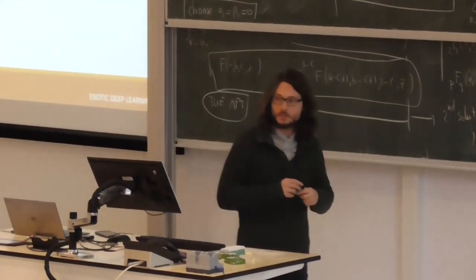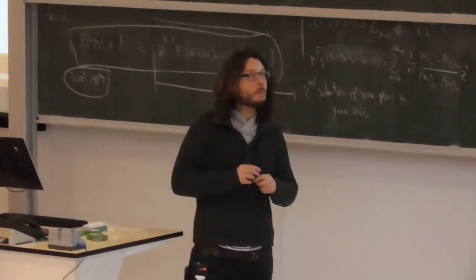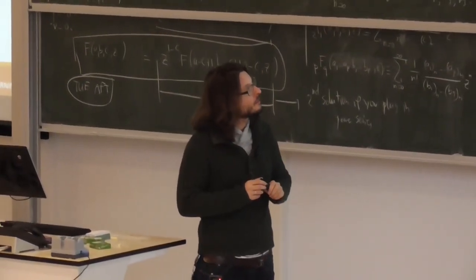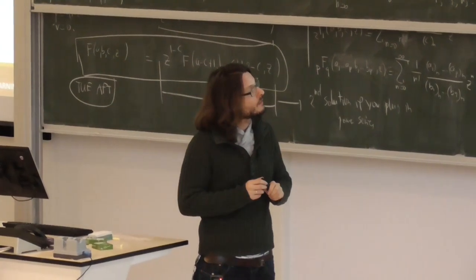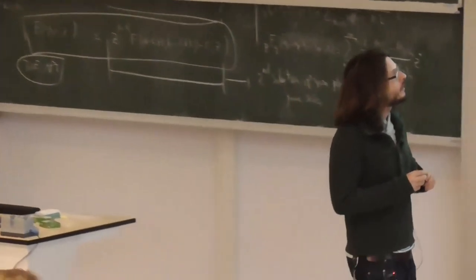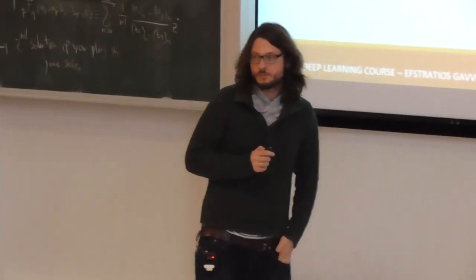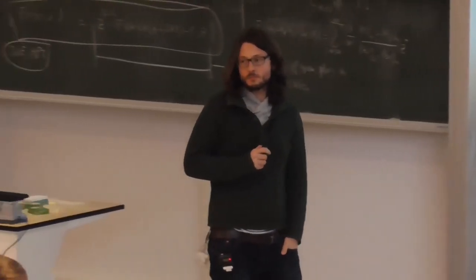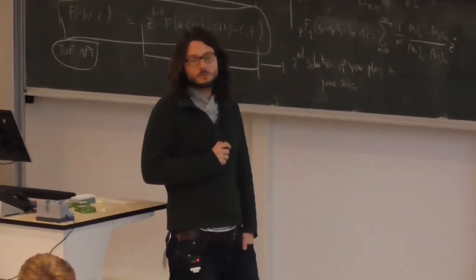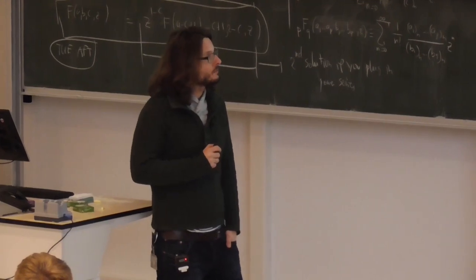Should it be the expected value of S prime given S and A? Because I already acted. So I reduce the number of possible states in which I find myself, and the distribution is going to be different.